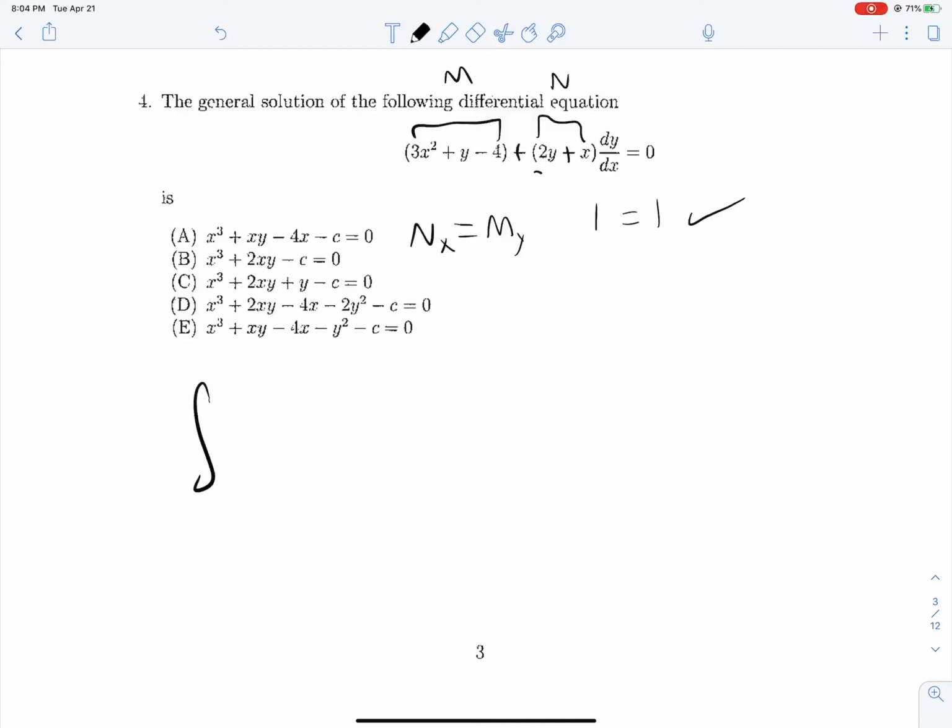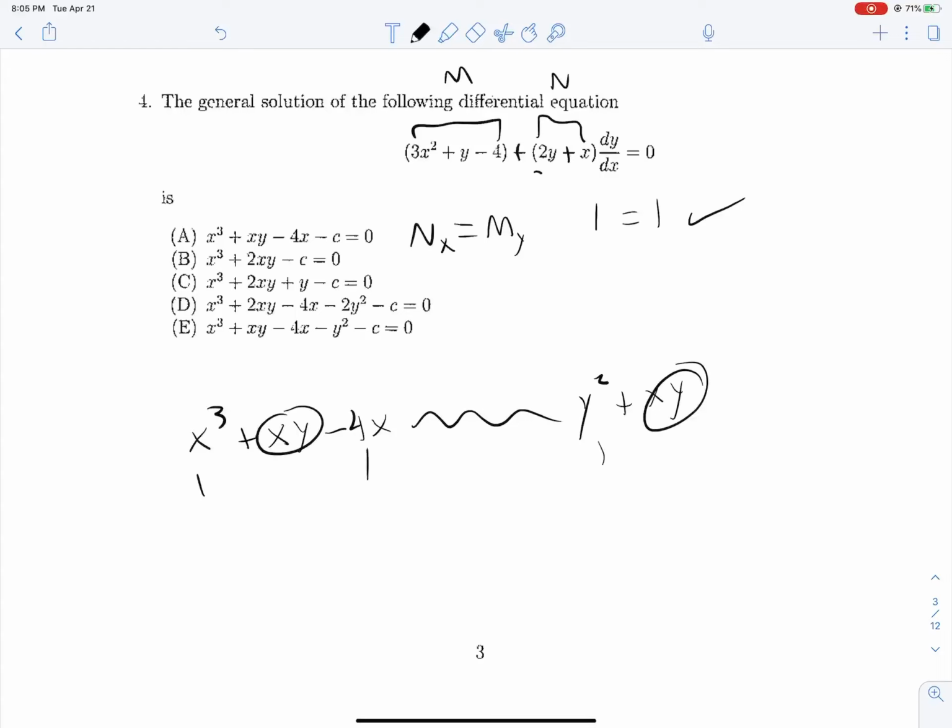We'll be taking the integral of M dx, which will give us, I can just do it, x cubed plus xy minus 4x, and we're comparing that with the integral of N dy, which is y squared plus xy. So we can set up our solution, making sure to only count our repeating terms twice and then all of our single terms once. x cubed minus 4x plus xy plus y squared is equal to some constant C.